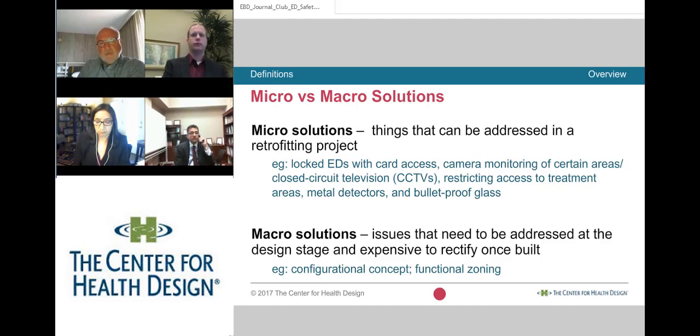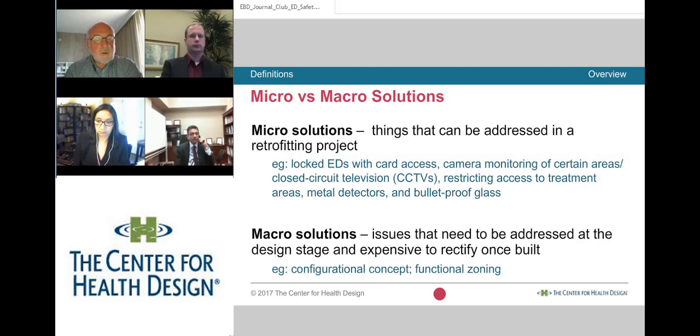The other thing we need to understand as a group here is the difference between micro solutions and macro solutions. Now, these are terminology that we have used in the paper, and I think we need to define it. So in terms of micro solutions, these are things that can be addressed in retrofitting projects. So you really don't need to make big changes in the ED for these kind of solutions, like adding a card access lock or adding a CCTV camera.